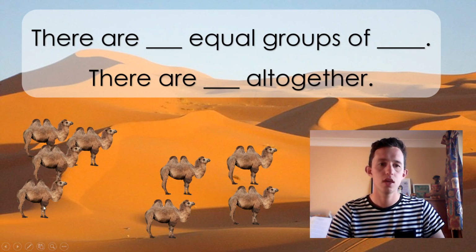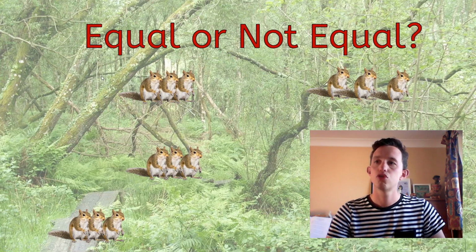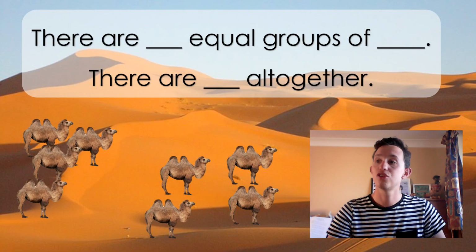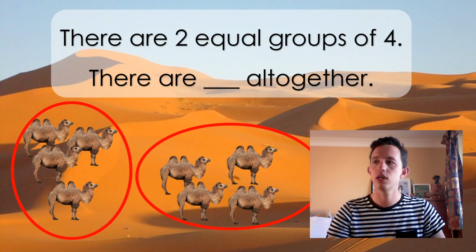One, two, three, four. One, two, three, four. So there are two equal groups of four. So you can see that there. There's one group there and another group there.